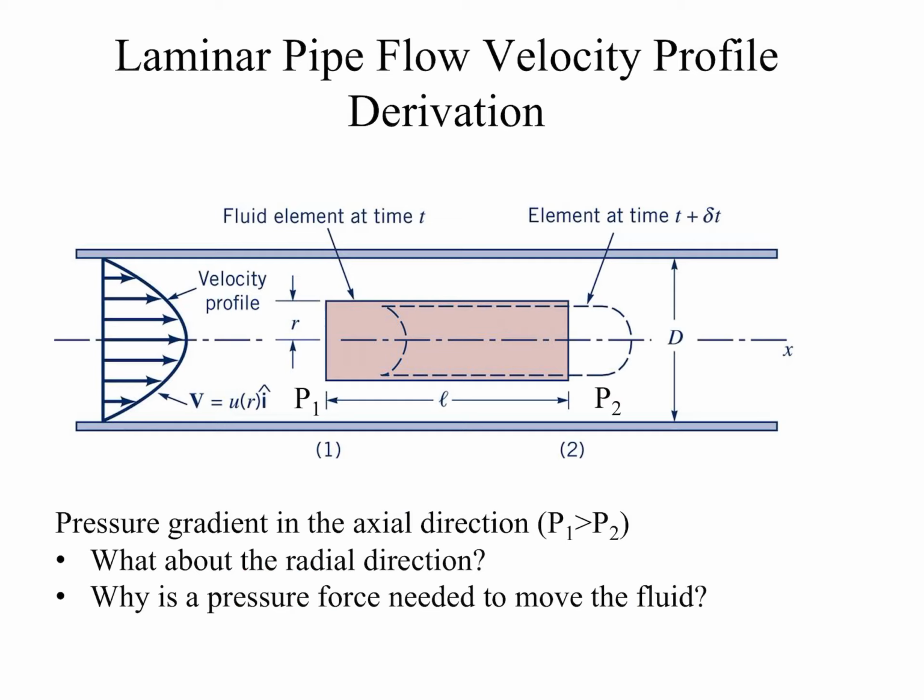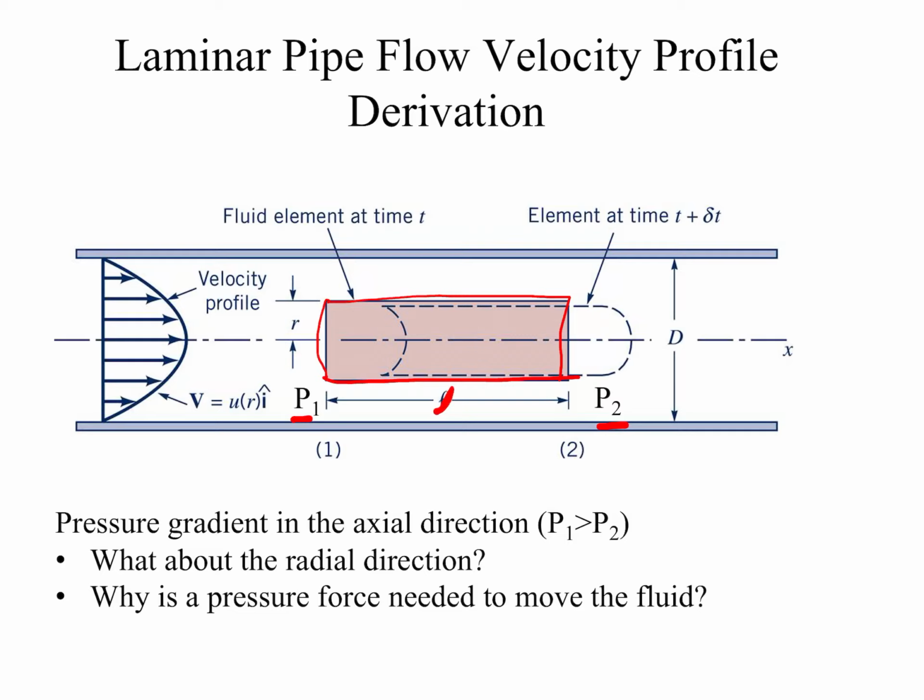So here you have an image of a pipe flow. You can see that we have some fluid element here, this salmon-colored element. And we have a pressure gradient where P1 is greater than P2, and our element has some length L. And after some time, it's distorted and moved downstream.